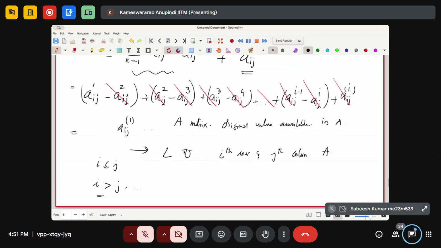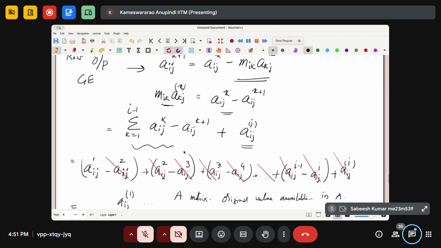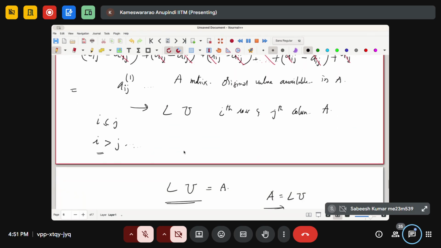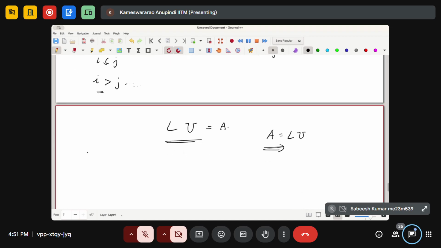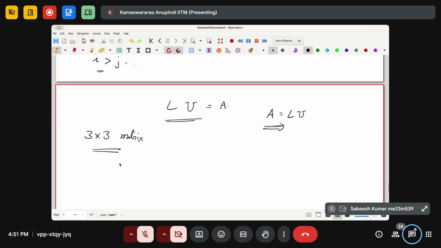Yeah, questions on this? Contextually, if we take a 3x3 matrix, just to put a perspective to it: what we used to do in a 3x3 is calculate M21, then M31, and then M32. Correct. So we are technically taking out M31 and M32 and creating them as a matrix separately. Correct. And the additional factor that comes out of it is the U matrix.